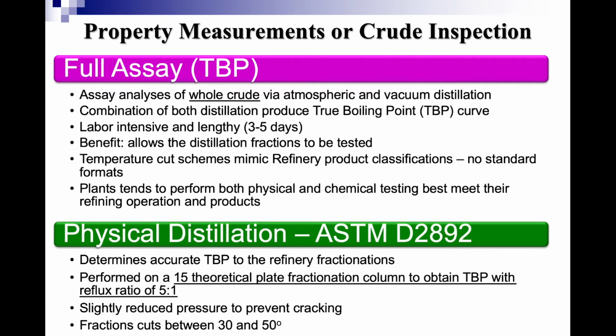Okay, next one we have physical distillation, according to ASTM D2892. So basically, for the oil and gas industry, they have so many industrial standards that you have to follow. Exactly, and it determines the accurate TBP for the refinery fractionations. It is performed on a 15 theoretical plate fractionation column to obtain TBP with a reflux ratio of 5 to 1. It is at slightly reduced pressure to prevent cracking from occurring, and the fraction cuts are between 50 and 50 degrees, and narrow fraction cuts are sent for physical and chemical analysis, which is up to 345 degrees C.